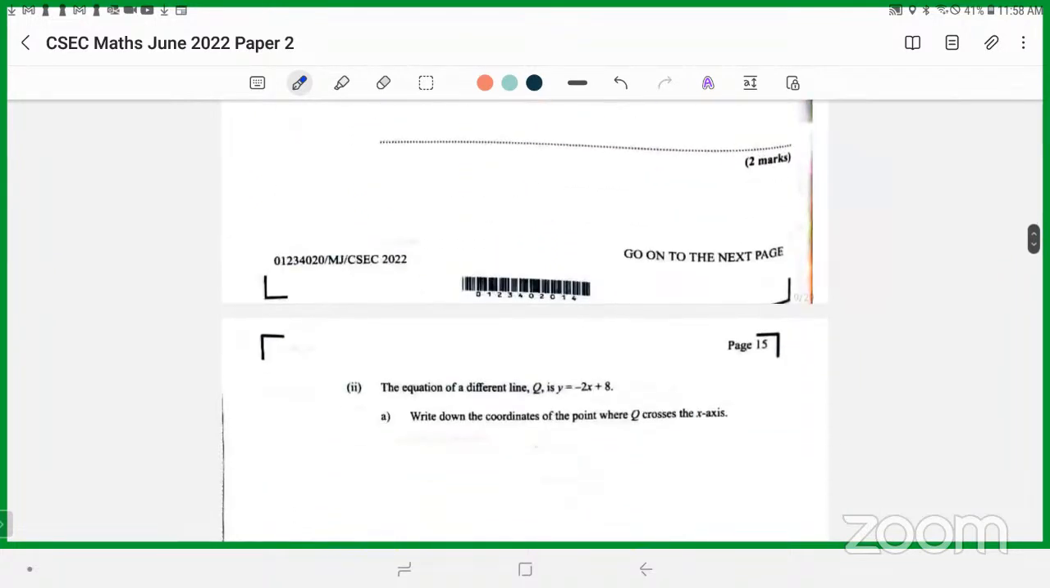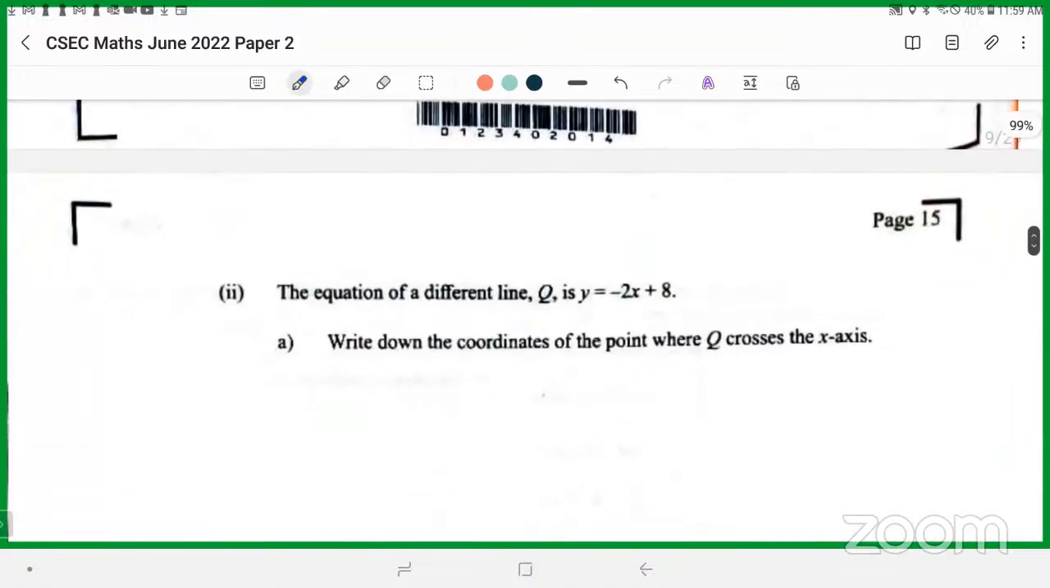They said the equation of a different line is this. It says write down the coordinates of the point where this line crosses the x-axis. The x-axis. Now you know that on the x-axis, once there's a point on the x-axis, the y value is equal to 0. On the x-axis, y is equal to 0. So like you're taking 0 and you're plugging it into the equation right there to see what the x value is going to be. All right. So on the x-axis, the y is equal to 0. And so to find the x value, plug the 0 into here, as I've said.